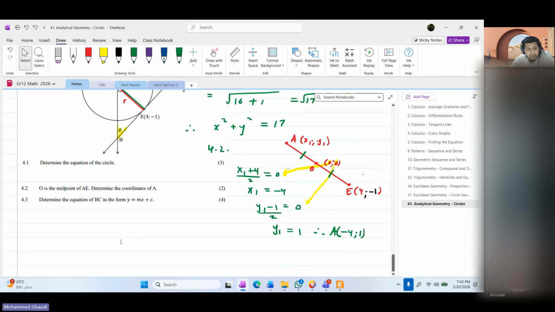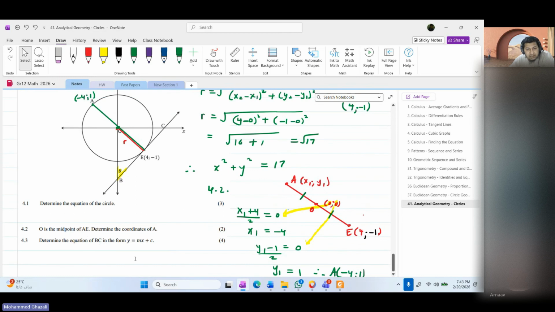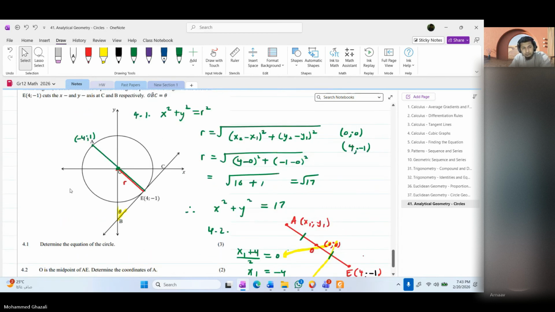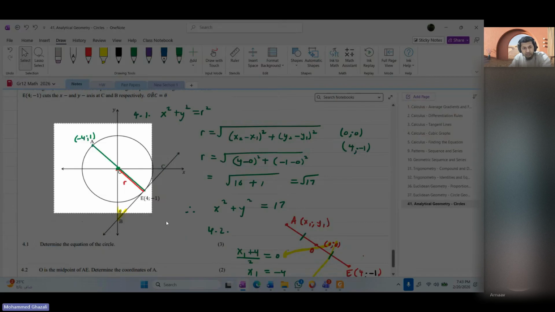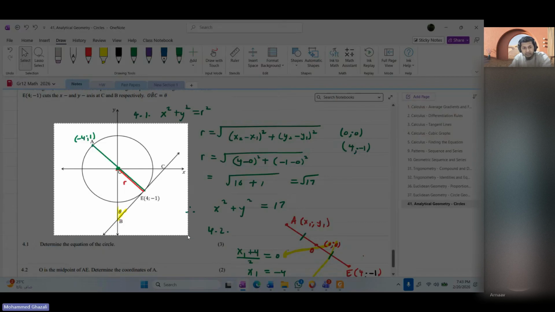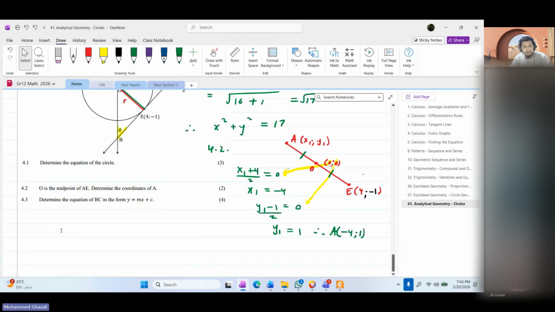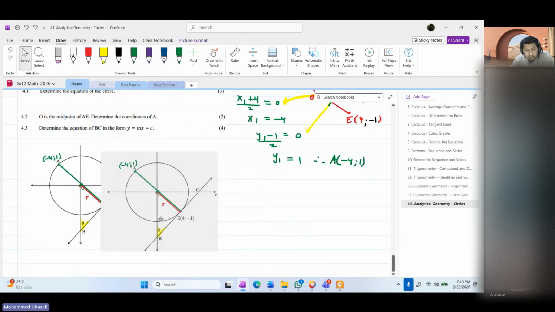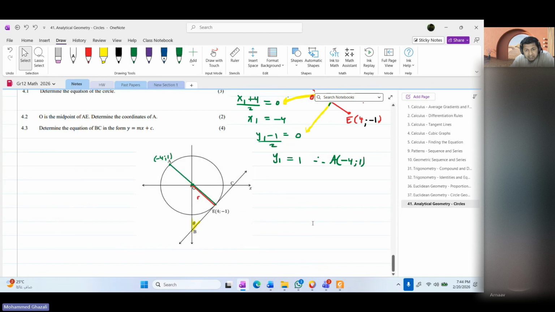Next question. Determine the equation of BC in the form y = mx + c. Now, let's take this information that we have so far on our diagram and see what they want. They want us to find the equation of BC.